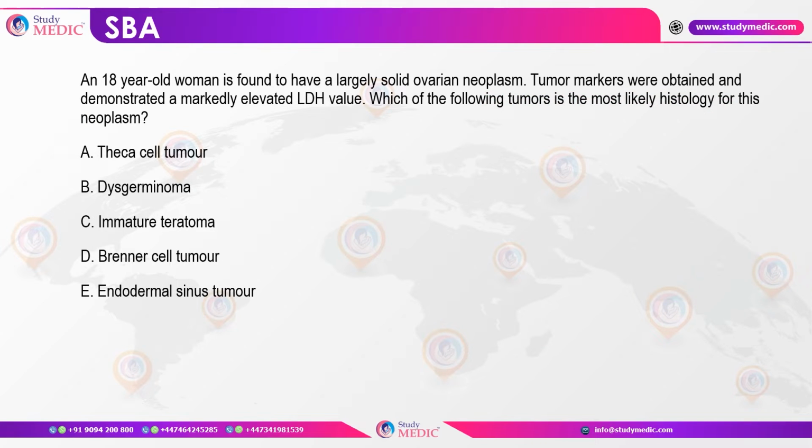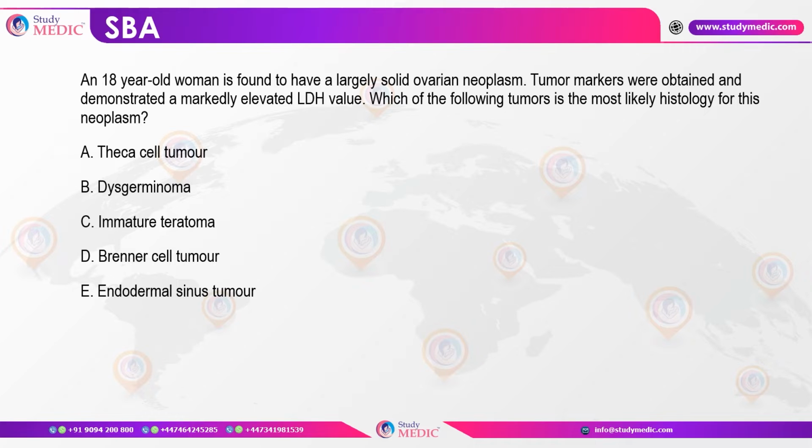Next, coming to the tumor markers. A typical scenario would be that there is this 18-year-old woman who has presented with a large solid ovarian tumor. Tumor markers were done and LDH was found to be elevated. So what is the likely pathology of this tumor? You have the following options.